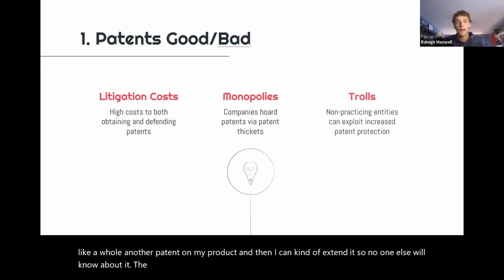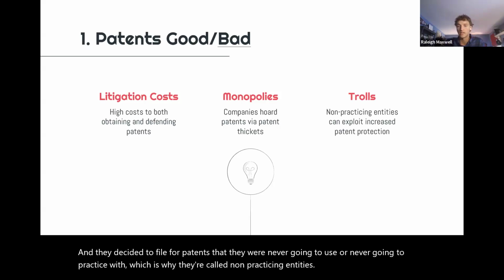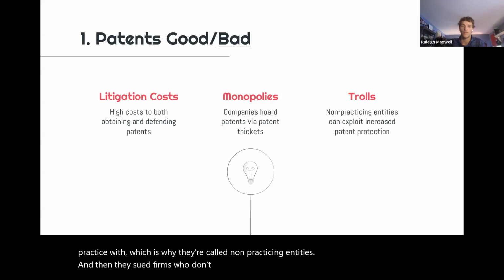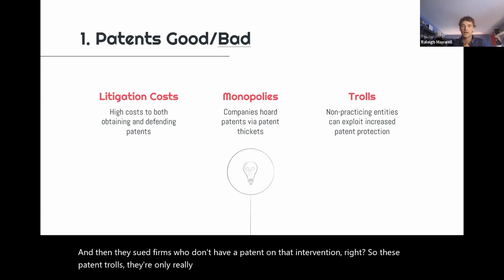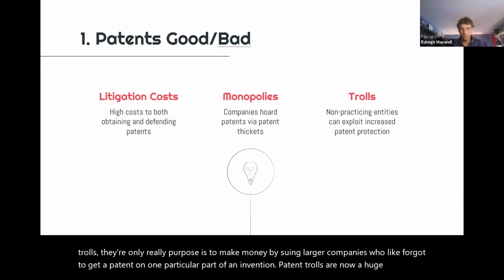The next warrant is patent trolls. So a few decades ago, a bunch of lawyers saw an opportunity to make money, and they decided to file for patents that they were never going to use, never going to practice with, which is why they're called non-practicing entities. And then they sued firms who don't have a patent on that invention, right? So these patent trolls' only real purpose is to make money by suing larger companies who forgot to get a patent on one particular part of an invention. Patent trolls are now a huge problem.